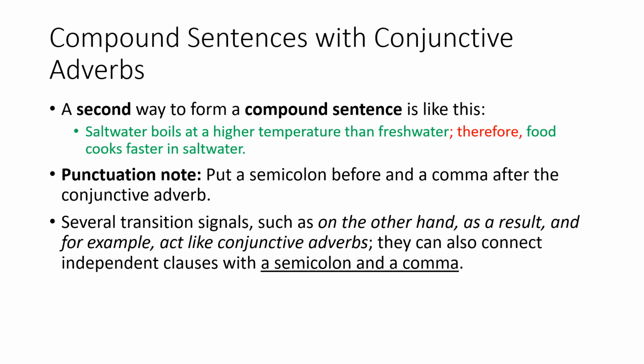Several transition signals, such as on the other hand, as a result, and for example, act like conjunctive adverbs. They can also connect independent clauses with a semicolon and a comma.